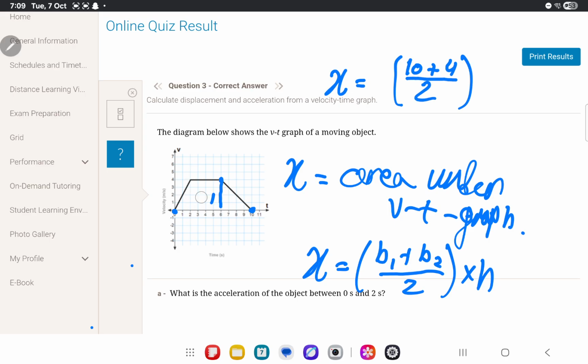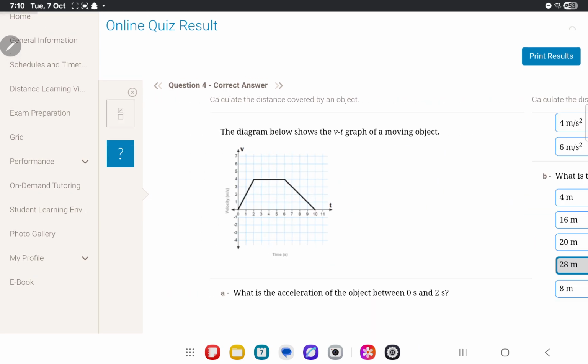So essentially, it's 10 minus 0, so our first base is 10 units long, and from 2 to 6, 6 minus 2, 4 units long, right? Now multiplied by the height, if you can trace it here, it's 4, so times 4. Do this on a calculator or mentally. 10 plus 4 is 14, over 2 is 7. 7 times 4 is 28. So 28 meters. Done. That is my answer. Okay, question 4.